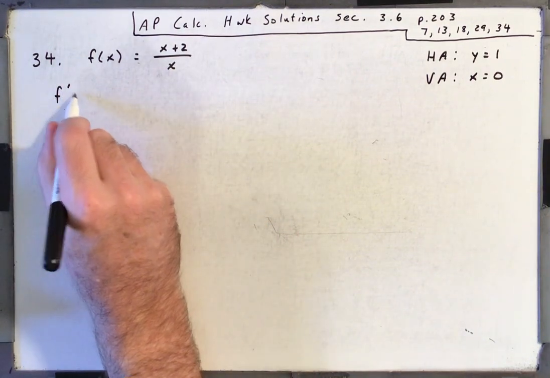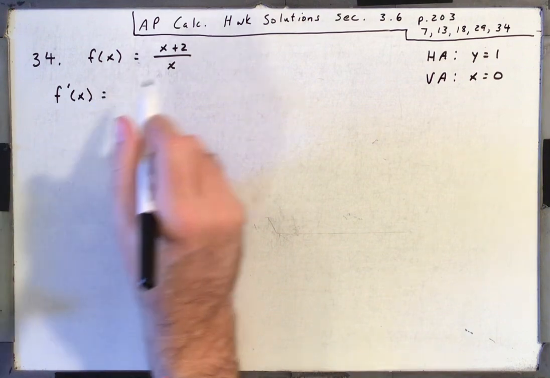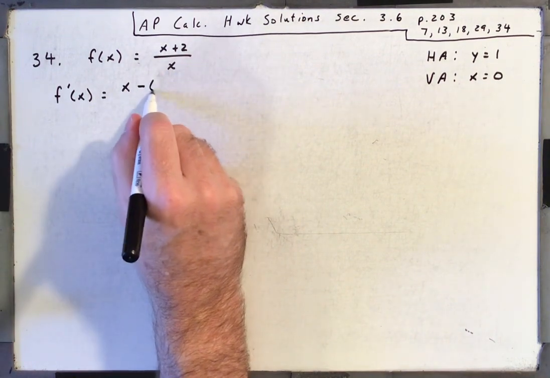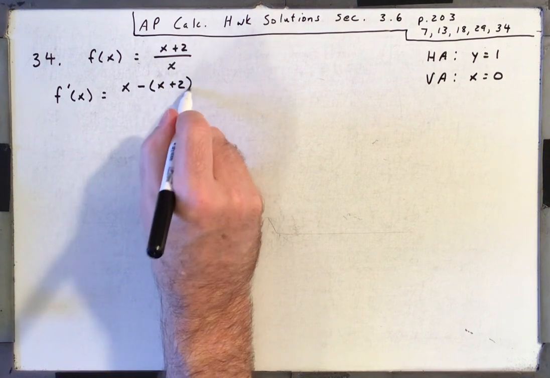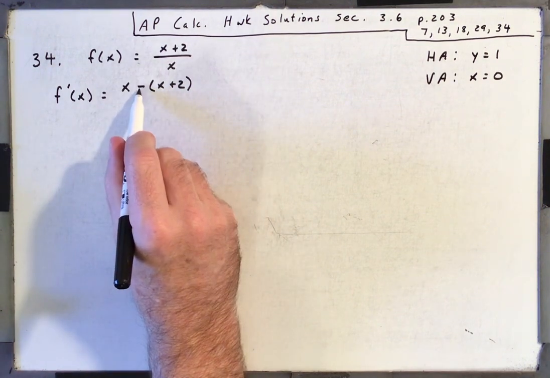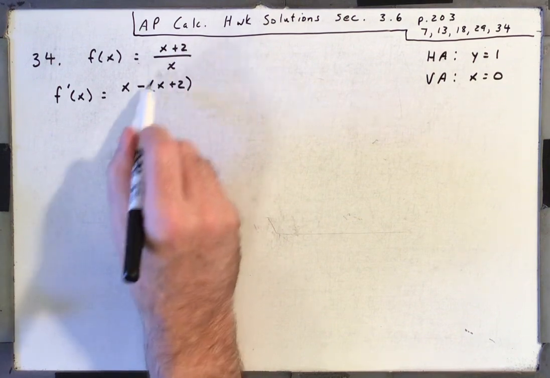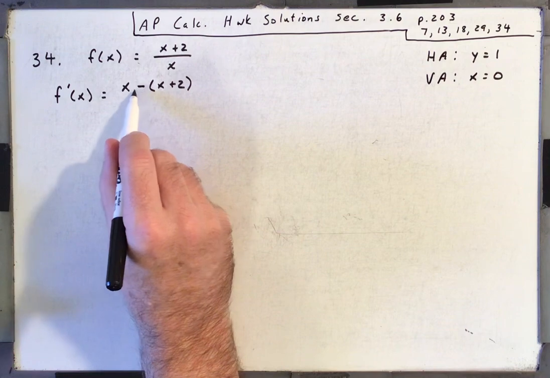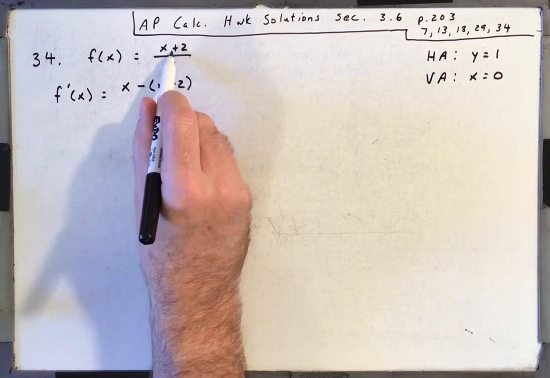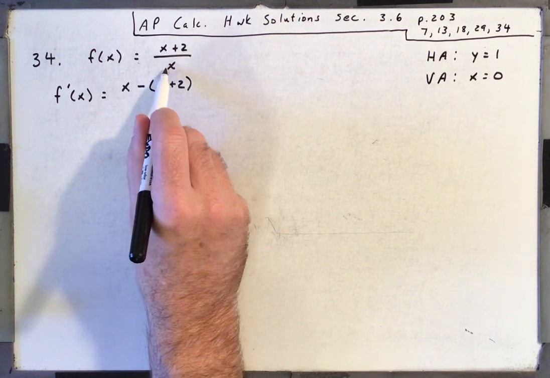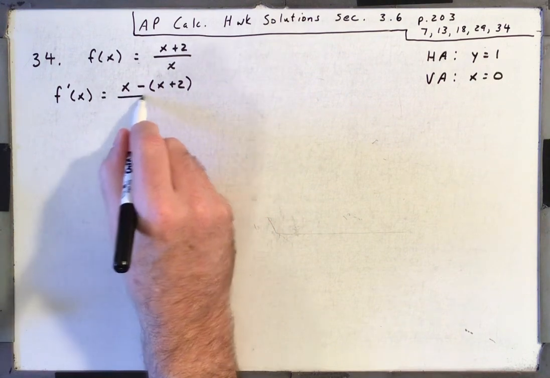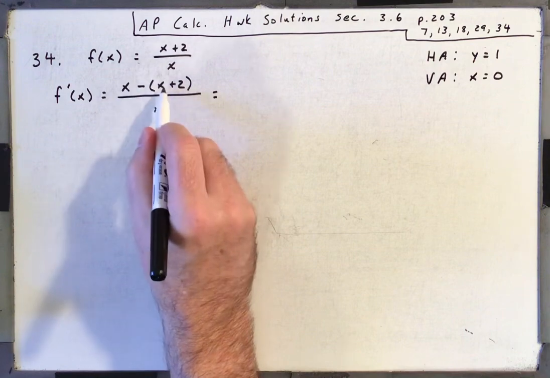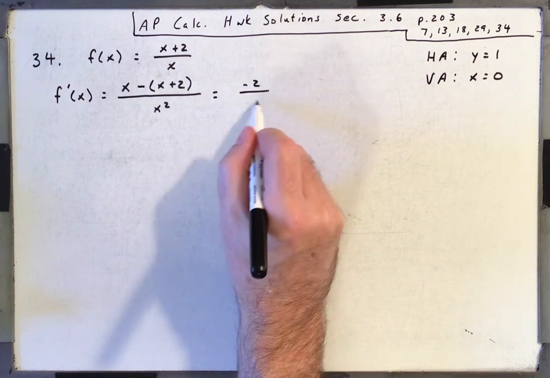Okay, let's take the first derivative, f prime of x: bottom, x, times the derivative of the top, that's 1, minus the top, x plus 2. See me put it in parentheses there? So I distribute the entire top. So bottom times the derivative of the top, which is 1, minus the top, x plus 2, in parentheses, times the derivative of the bottom, which is 1, all over the bottom squared. The x's cancel and you have negative 2 over x squared.